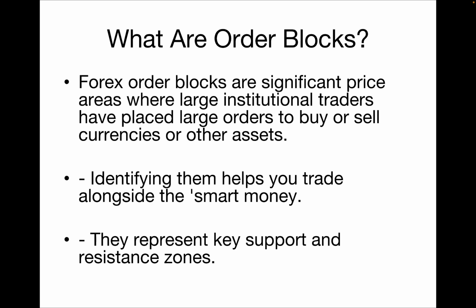So in terms of the markets, there are specific price areas where large institutional traders have placed large orders. Large institutions serve as the order buyers, where they've already gone there and they've bought or they've sold for specific areas. Those are the zones you want to buy, those are the zones you want to sell from. Because if the banks are buying from there, you should also be buying from there. So it's basically you trading alongside the smart money of the market. Those particular areas, they represent key support and resistance zones.